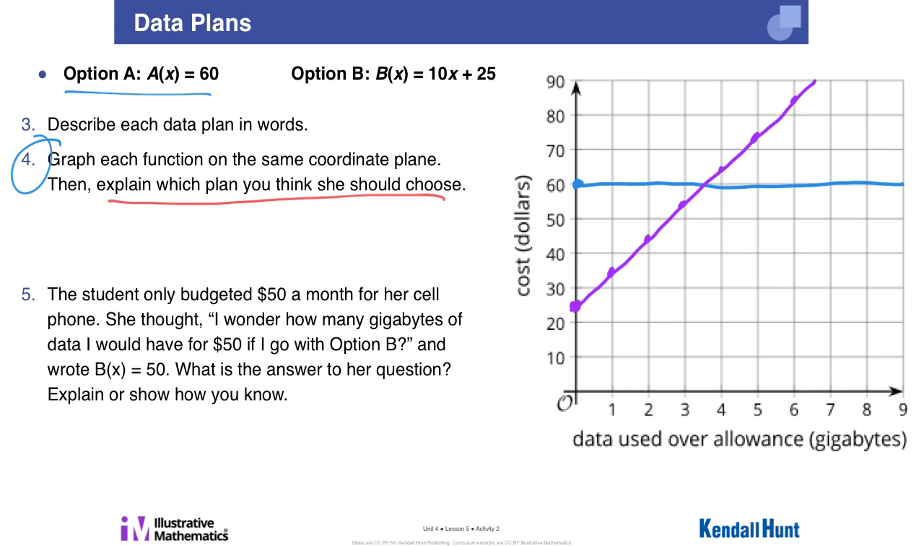And then in number 5, it says that she only budgeted $50 a month for her cell phone. And she thought, I wonder how many gigabytes of data I would have for $50 if I go with option B. That's the only one that gives her this option of paying less than $60. And $50, we can see, ends up being right here. So that means that she could go over 2.5 gigabytes and still be paying $50.